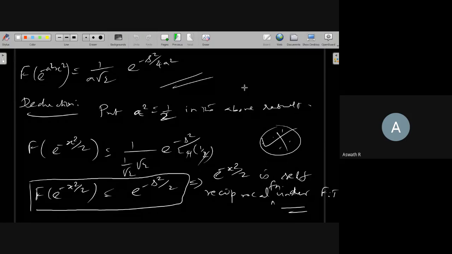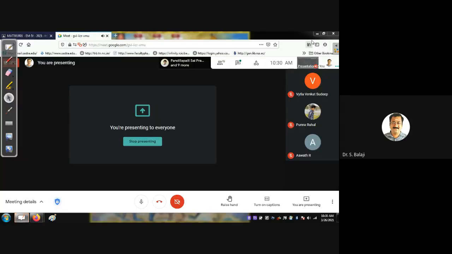These problems are very, very important and standard problems also. For exams, yes. In the Fourier transform specifically, we have certain problems only, and again and again they will be repeated.